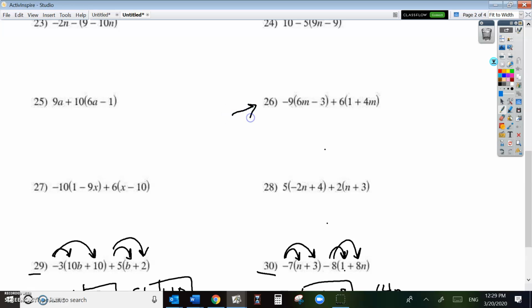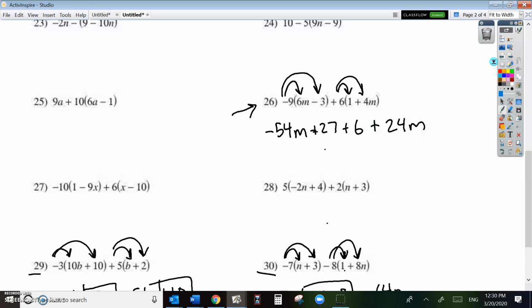Problem 26. -9 times 6m is -54m. -9 times -3, so the negative cancels that negative and you get positive 27. 6 times 1 is 6. 6 times 4 is 24m.